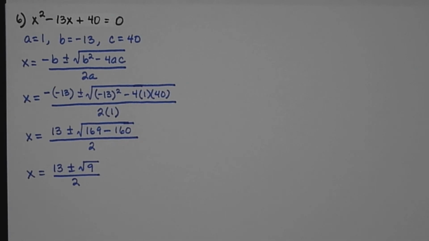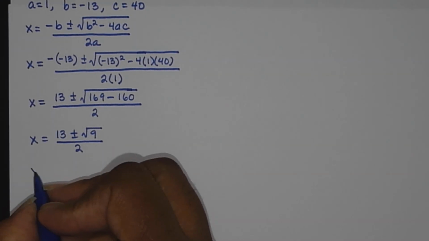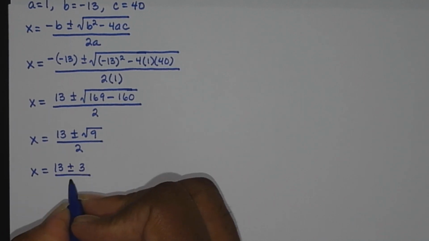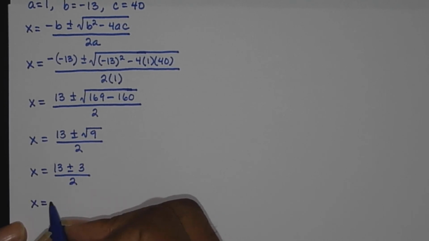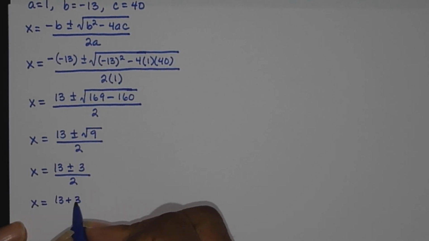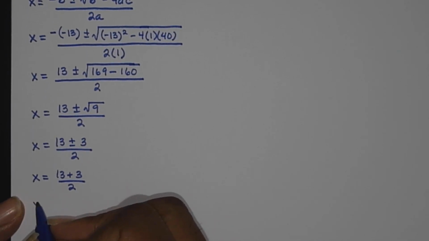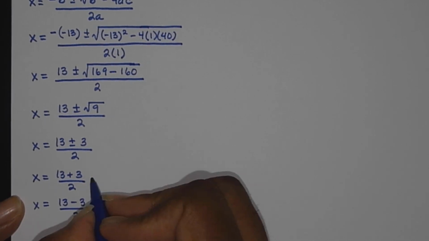And what is the square root of 9? Should get 3. So it'll be 13 plus or minus 3 over 2. Now, what this means is I can write this as 2 separate answers. Of course, this will be x equal 13 plus 3 over 2. And the other answer would be x equal 13 minus 3 over 2.